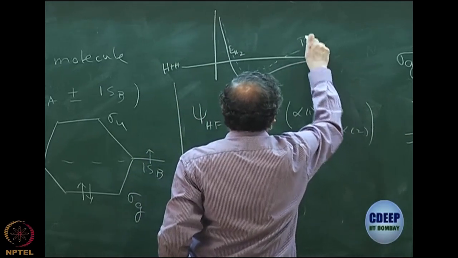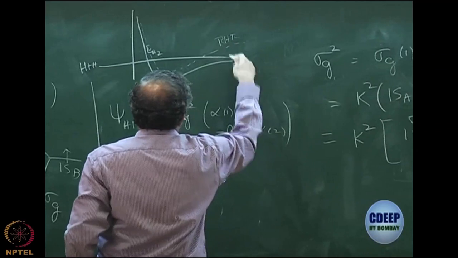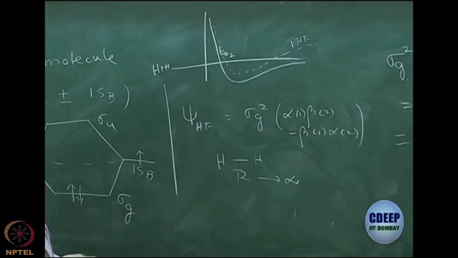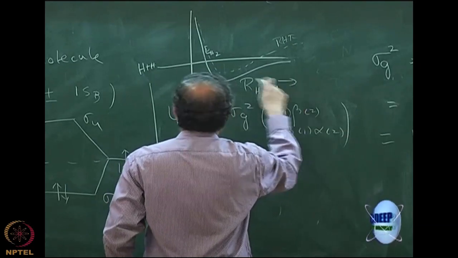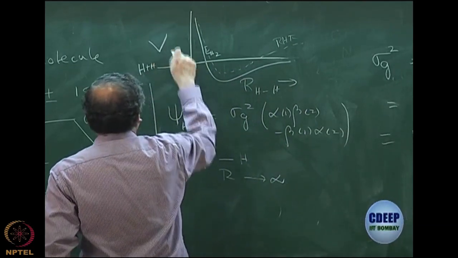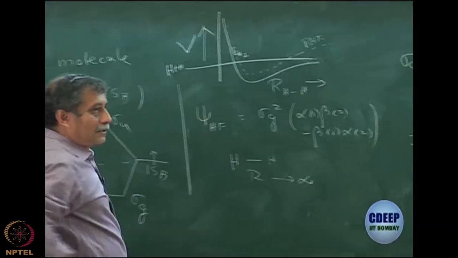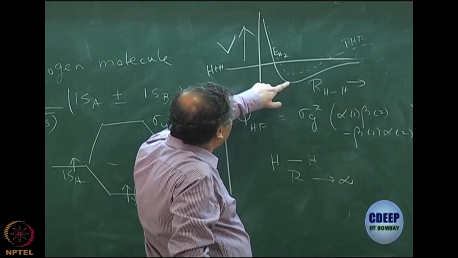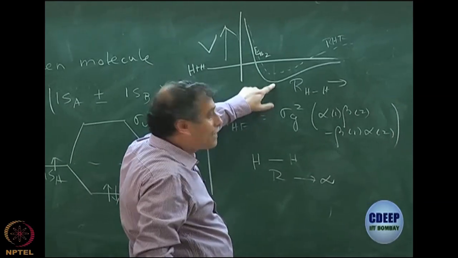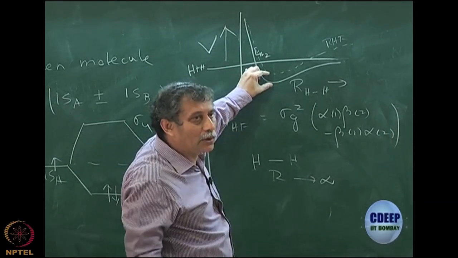So this is your RHF. It will actually overstep this line at a large distance. So this is your distance, R_HH, and this is the total energy, what I call V or whatever. So it will actually overstep. Of course, at the equilibrium geometry, it is not bad, except that it will not be exactly equal to exact.